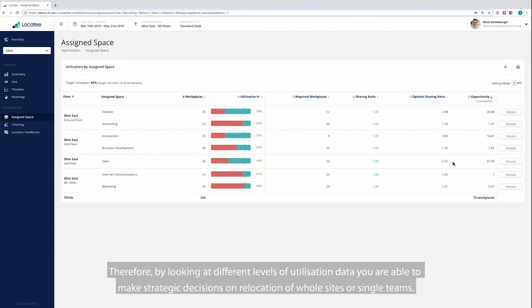Therefore, by looking at different levels of utilization data, you are able to make strategic decisions on relocation of whole sites or single teams.